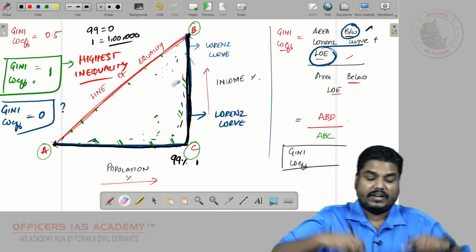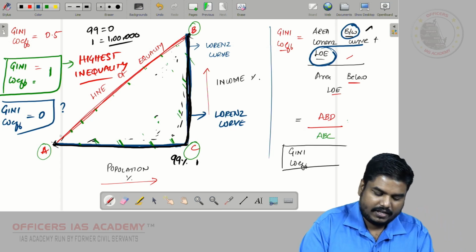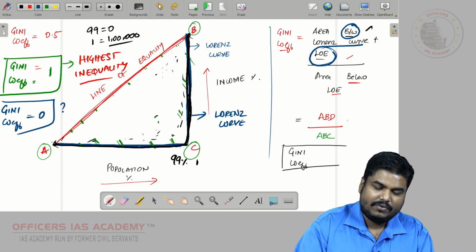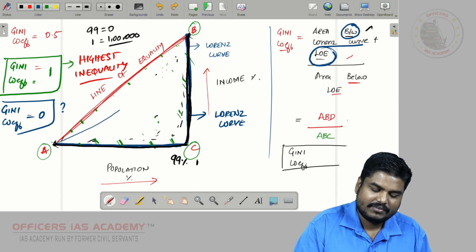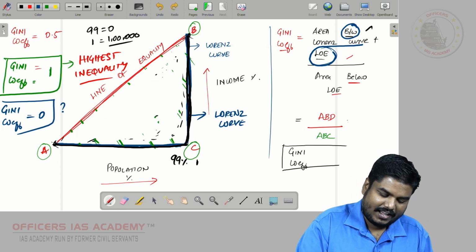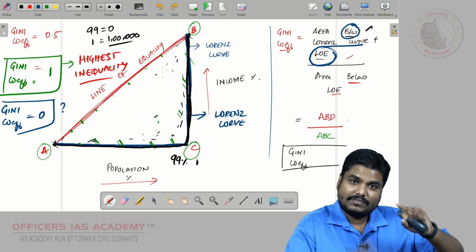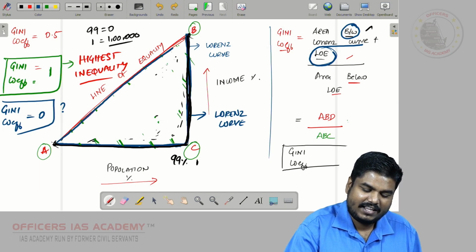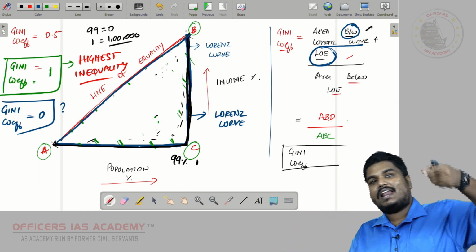Okay. So, now I am going to redraw the Lorenz curve. Earlier the Lorenz curve was like this, right. Now the Lorenz curve is going to become like this, it is shrinking. Now the Lorenz curve is overlapping with the line of equality. In the last case, I am saying the Lorenz curve is going to overlap with the line of equality.